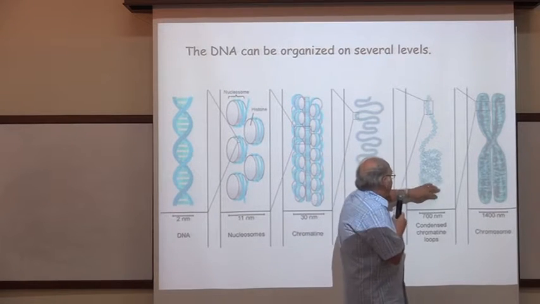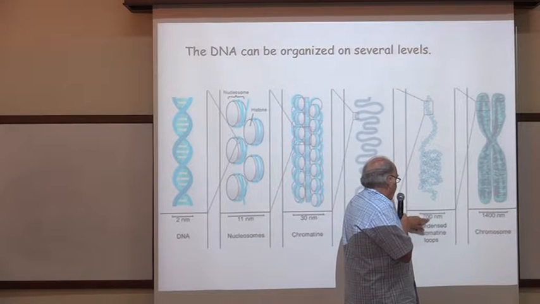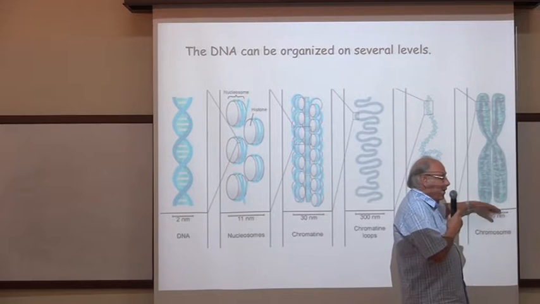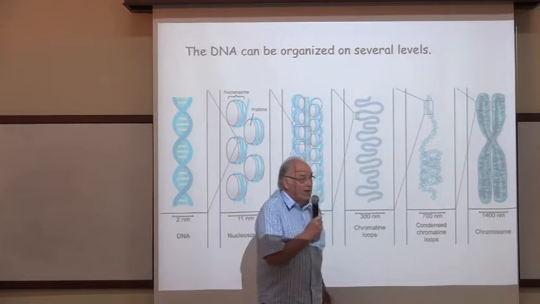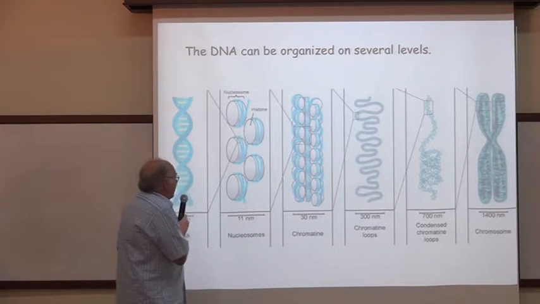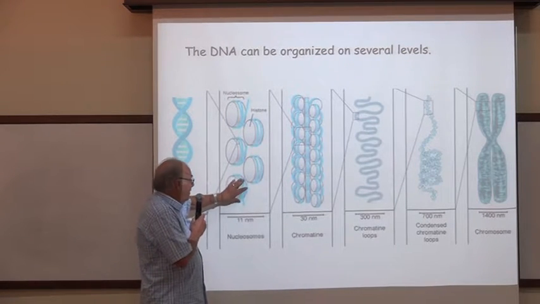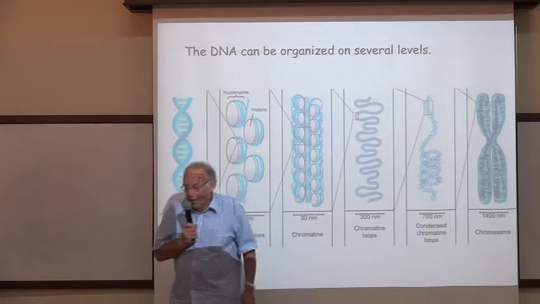And then these can condense in different ways, so this becomes the size of 700 nanometer. And then the chromosome has the dimensions of roughly 1400 nanometer. So there are different levels of compacting the whole thing. And I think we have a good idea how this looks and a partial idea how this looks, and I'll show you how that is done.